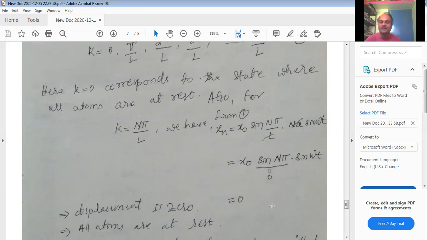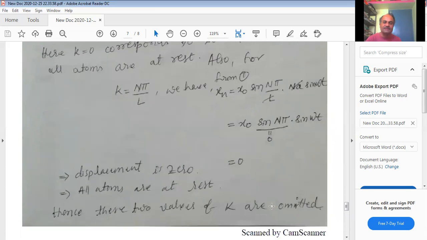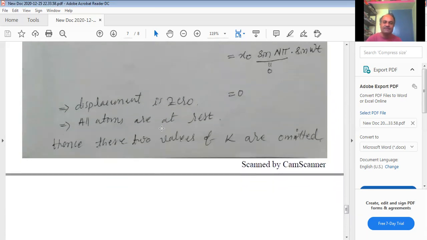This can be shown using trigonometric relations. So this implies that displacement is 0. That means all atoms are at rest, only at x naught is equal to 0 and xn is equal to 0. Hence these two values of k are omitted. The first k value and the last k value are omitted because they correspond to the atoms which are bound to a rigid support.